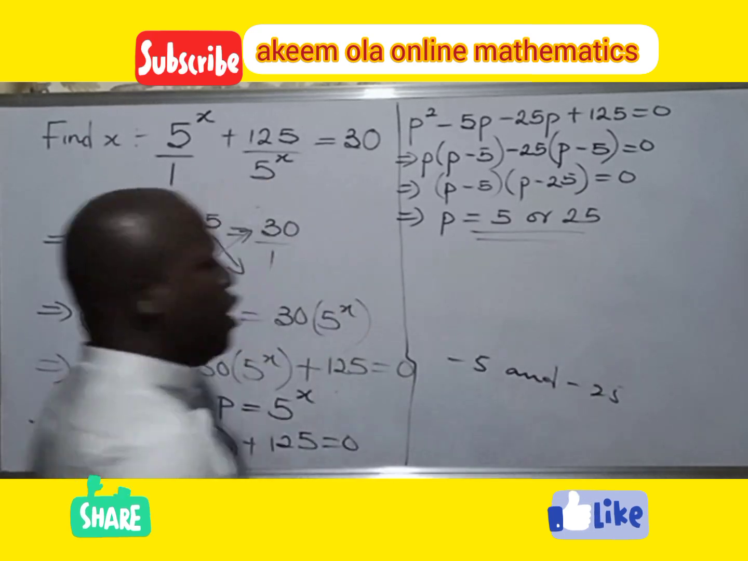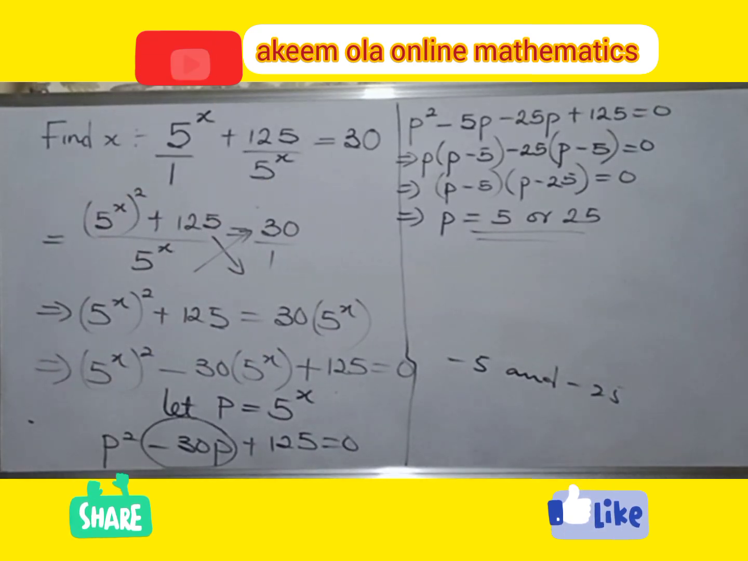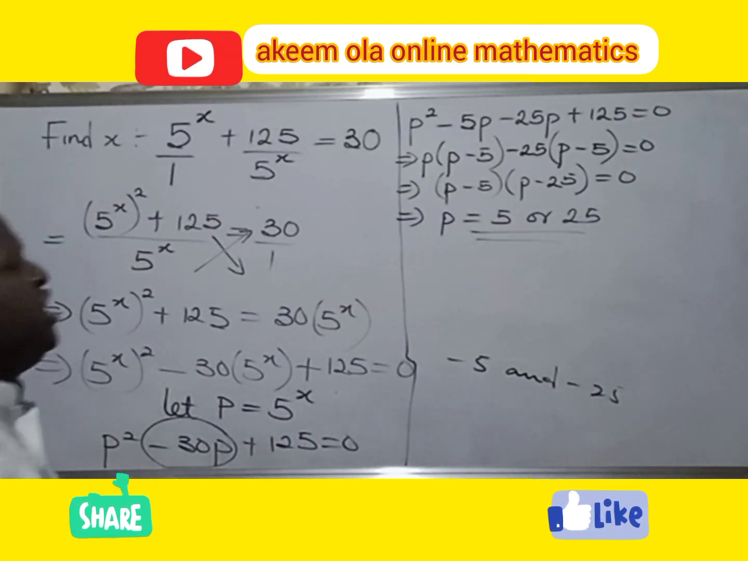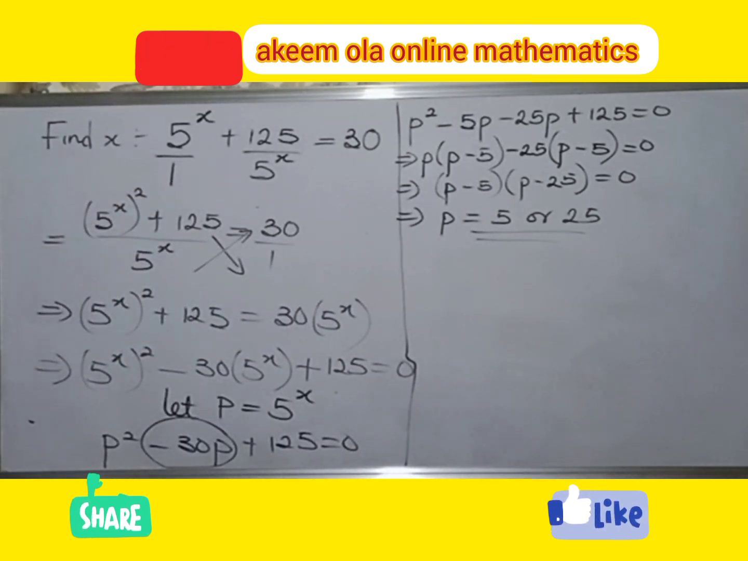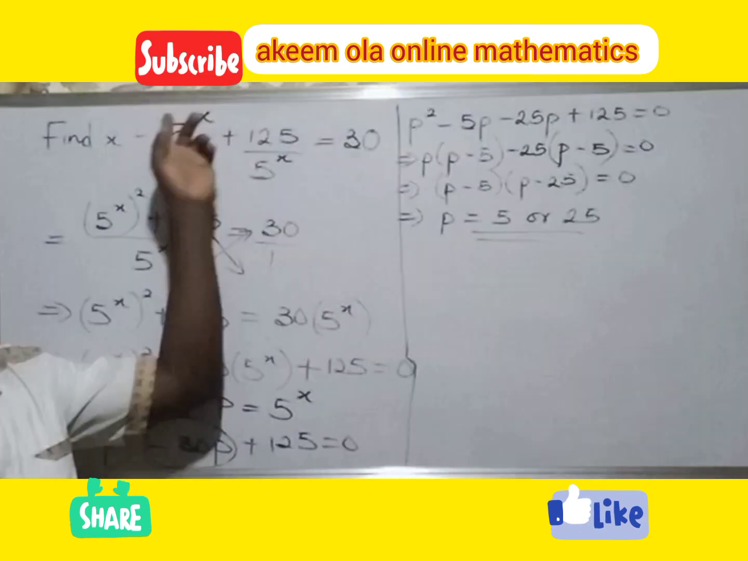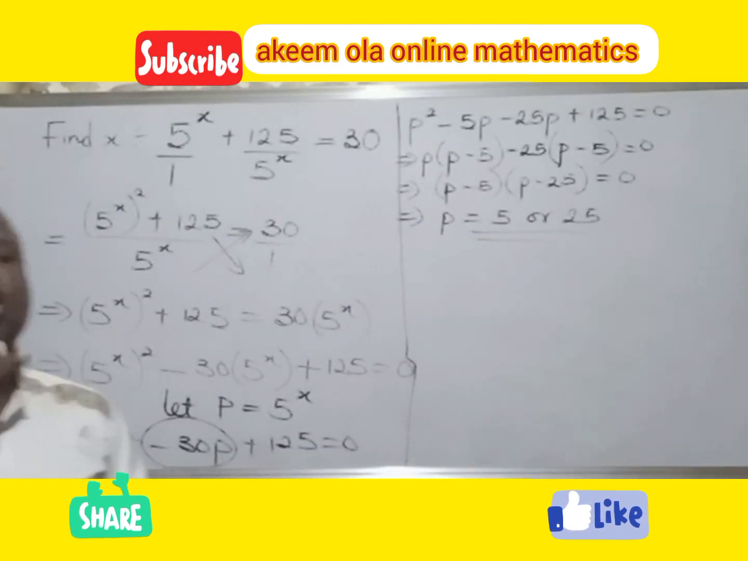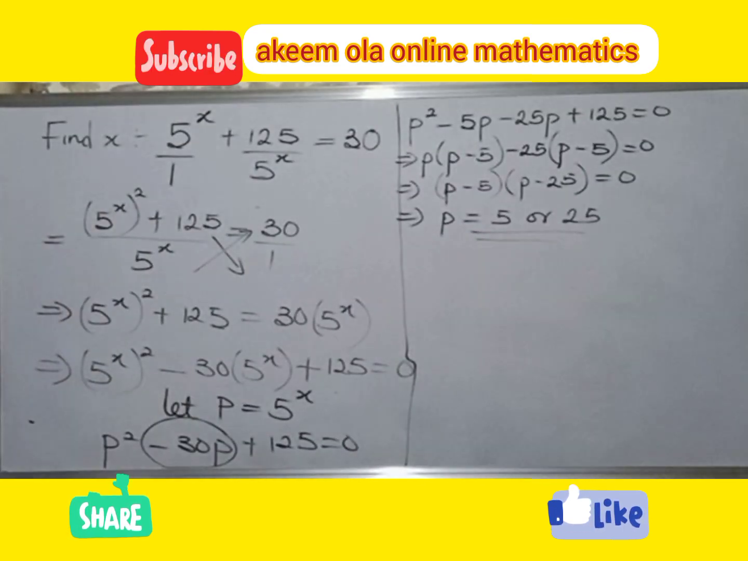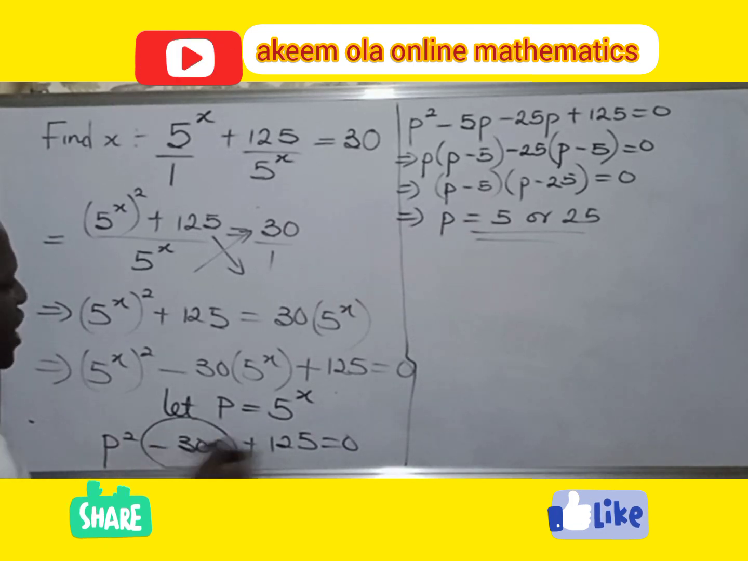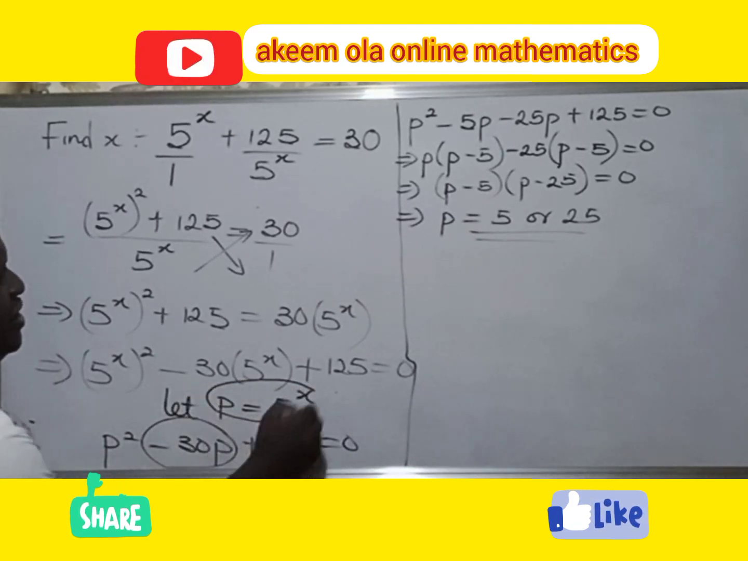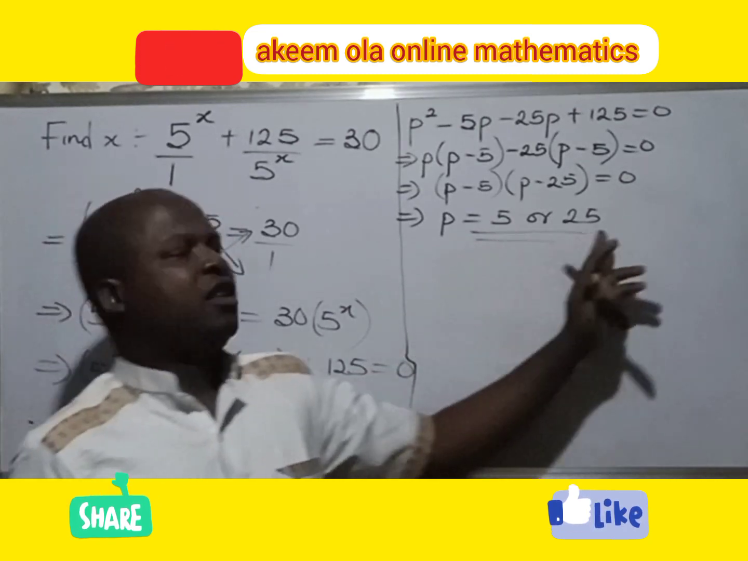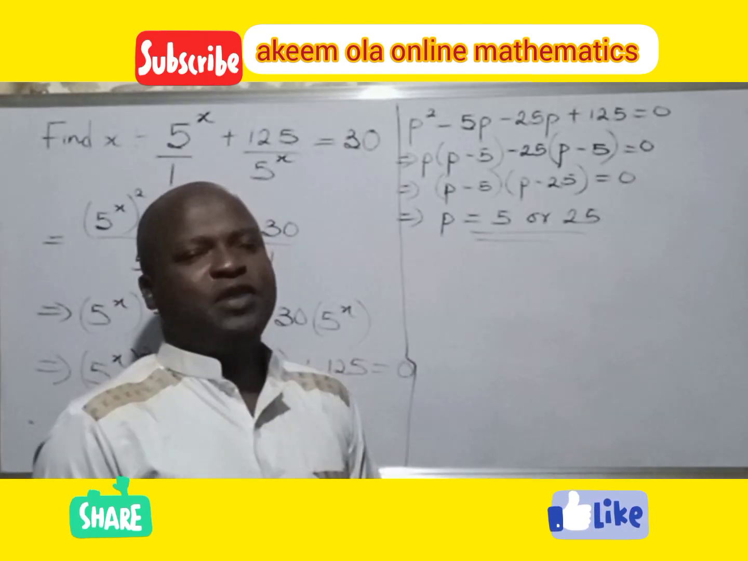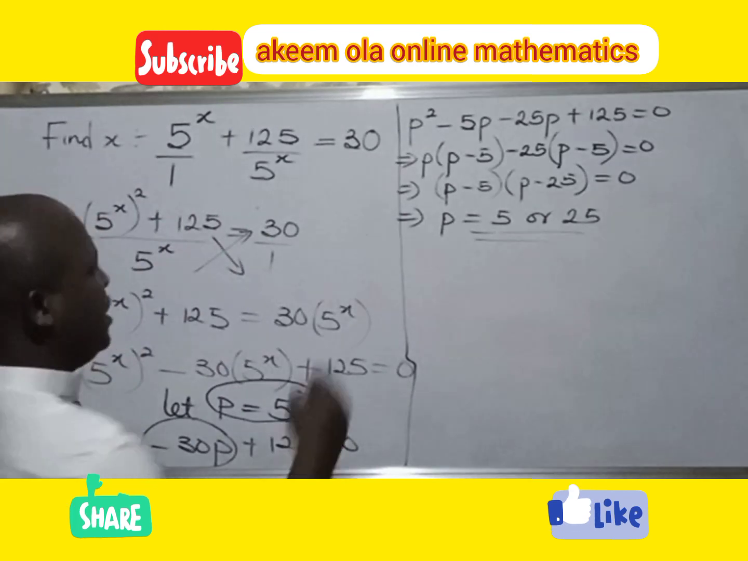That is my p. But if you check the original question, p was not in the original question. What we are given from the original question is x. So I am going to consider the relationship between p and x. And if you check, we have the relationship between p and x. The relationship between p and x is here. So I will now be taking the values of p one after the other so that I can get my x.